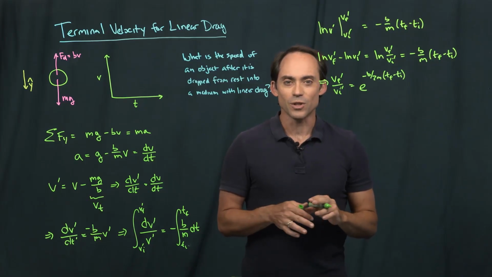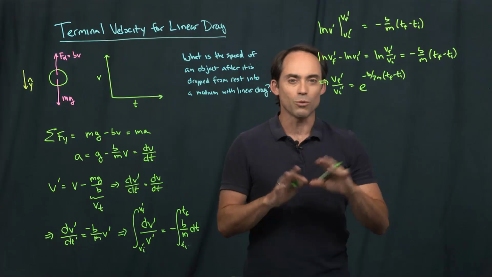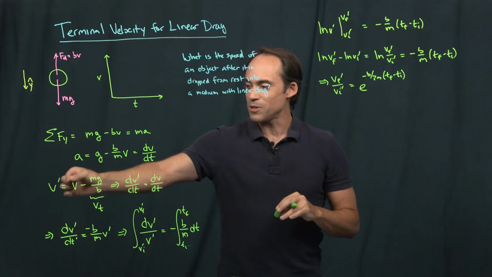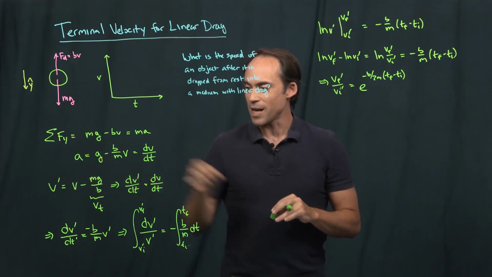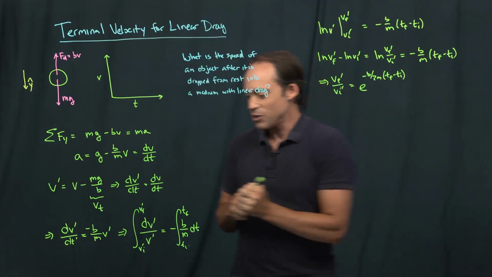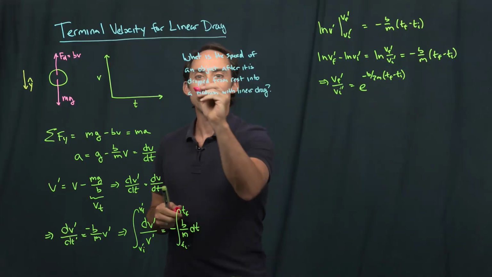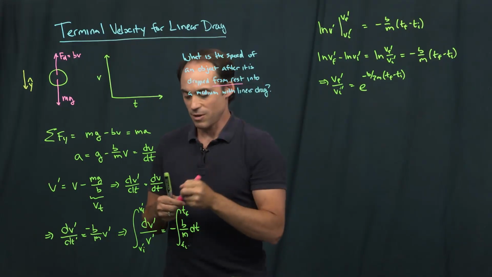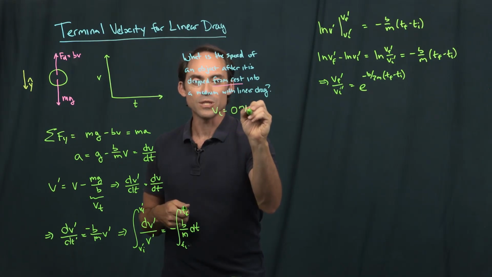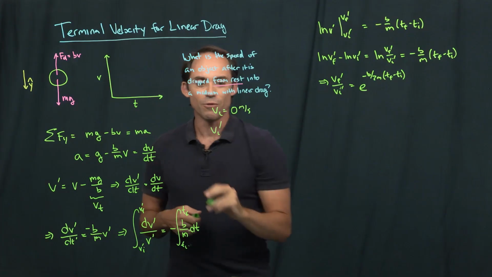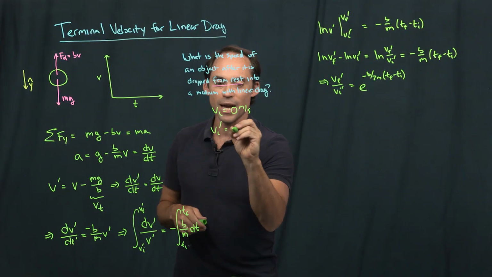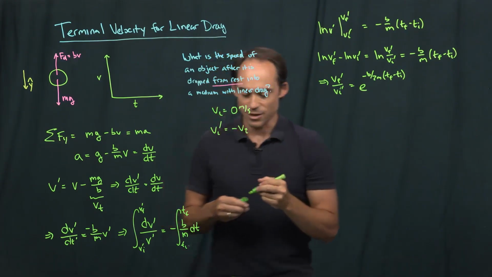All right, now it's a little useful at this point to go back and rewrite our terms in terms of what we originally had. Remember that we changed our variables to this v prime, which is velocity minus mg over b. And so we can substitute that back in, noting that the initial velocity, which is stated here, is dropped from rest. So that means that our initial velocity is equal to 0 meters per second. So our initial velocity prime is equal to minus our terminal velocity.